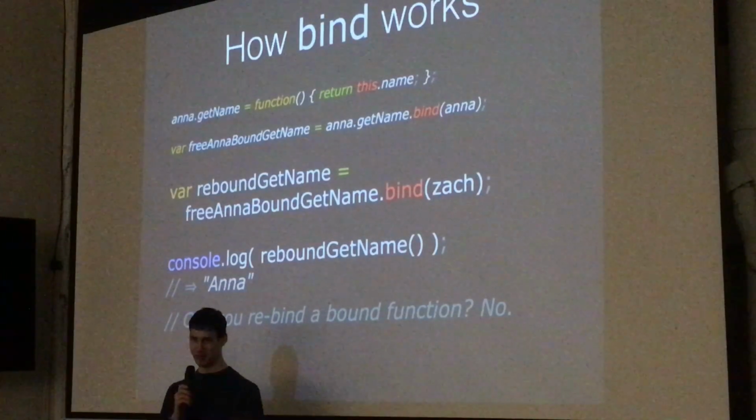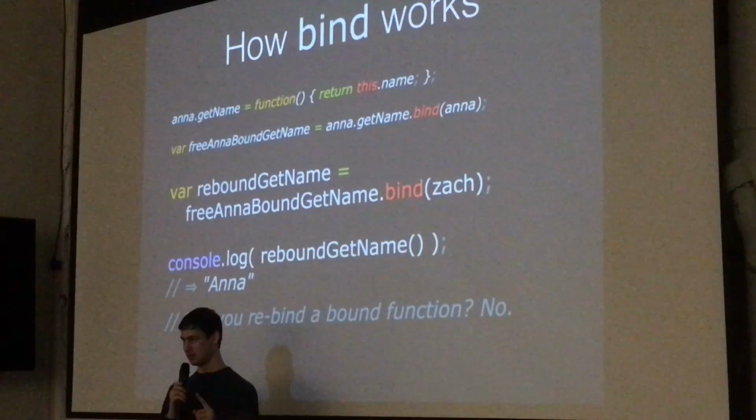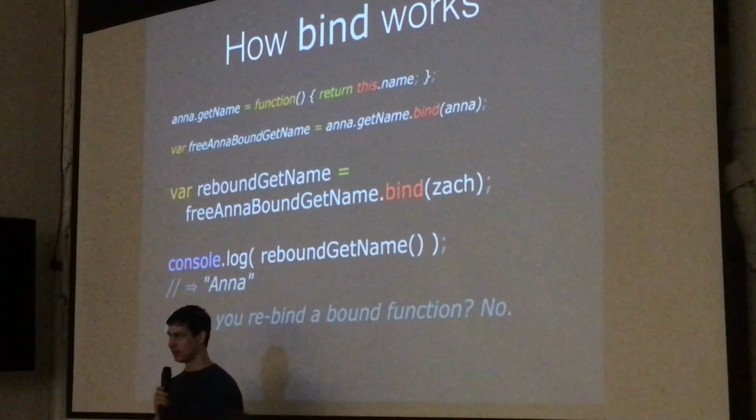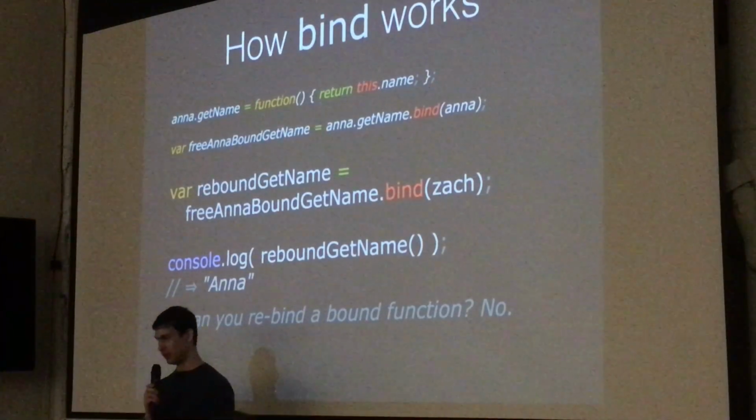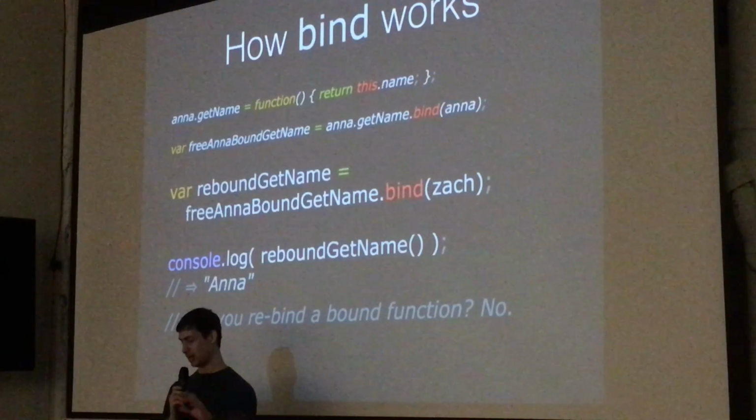So bind is permanent. Once it happens once, it just forever remembers its binding, or at least in the returned function, because bind returns a new function, it doesn't mutate the original.